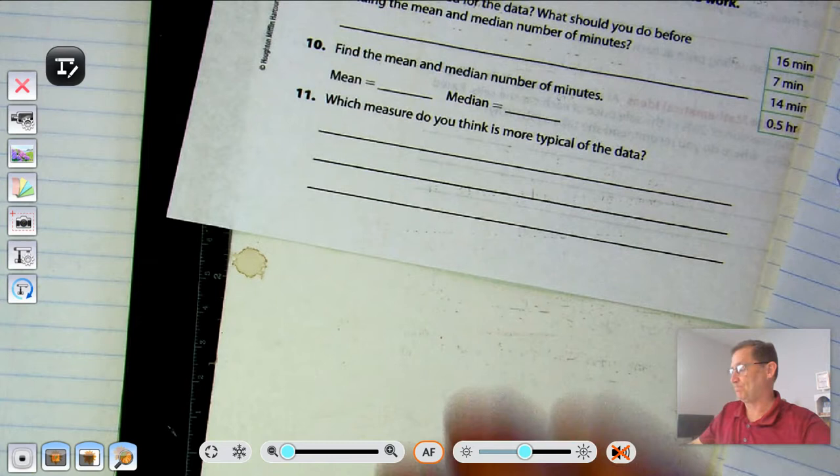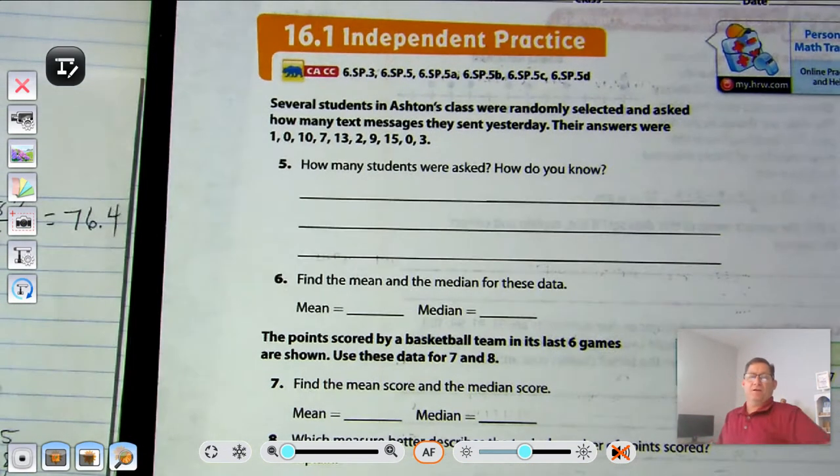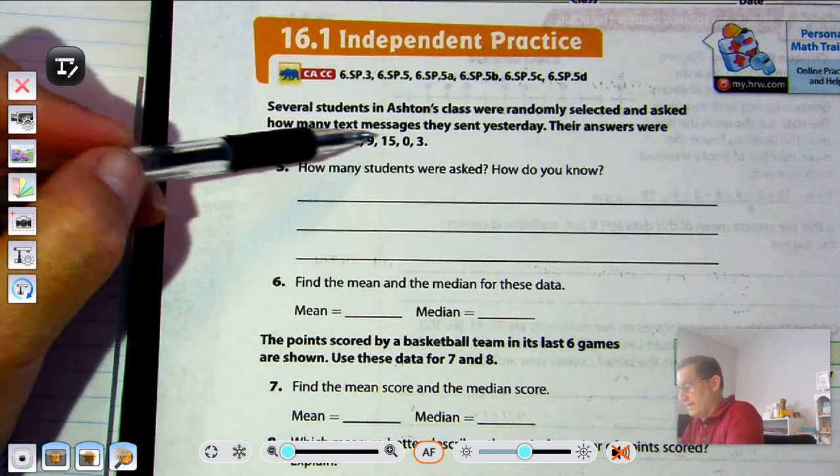All right. So let's do some independent practice. So several students in Ashton's class were randomly selected and asked how many text messages they sent yesterday. Their answers were 1, 0, 10, 7, 13, 2, 9, 15, 0, 3. How many students were asked? 2, 4, 6, 8, 10.